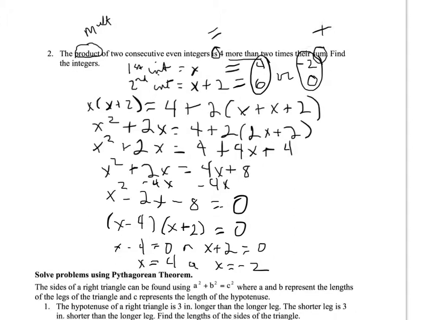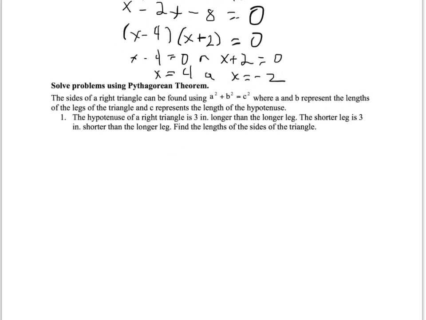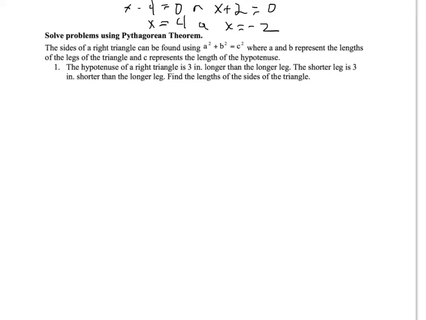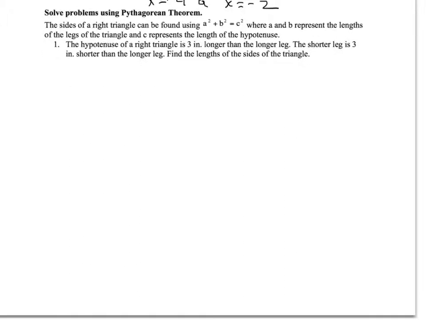Third type of example is a problem that uses Pythagorean theorem. You may recall Pythagorean theorem is a squared plus b squared equals c squared. It is used only with right triangles. The one rule you have to be sure you don't forget is that the c represents the hypotenuse. So that's going to be the longest side in the right triangle.